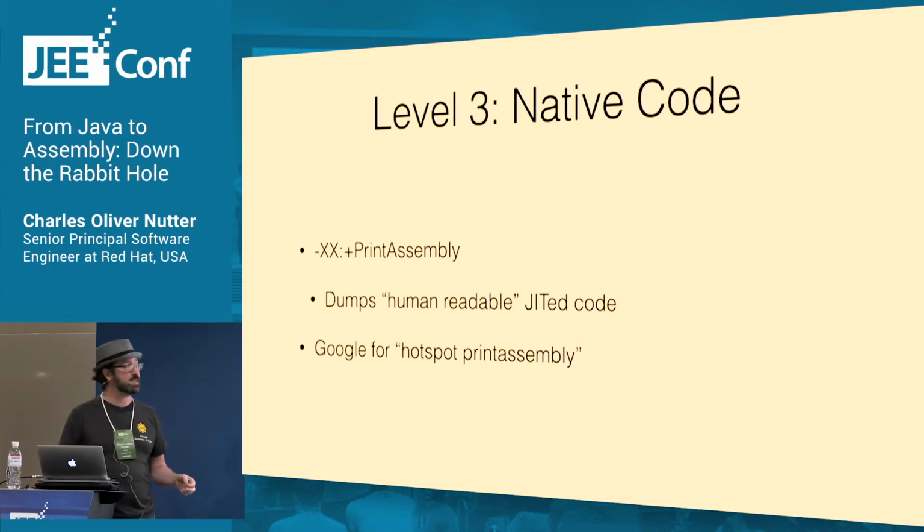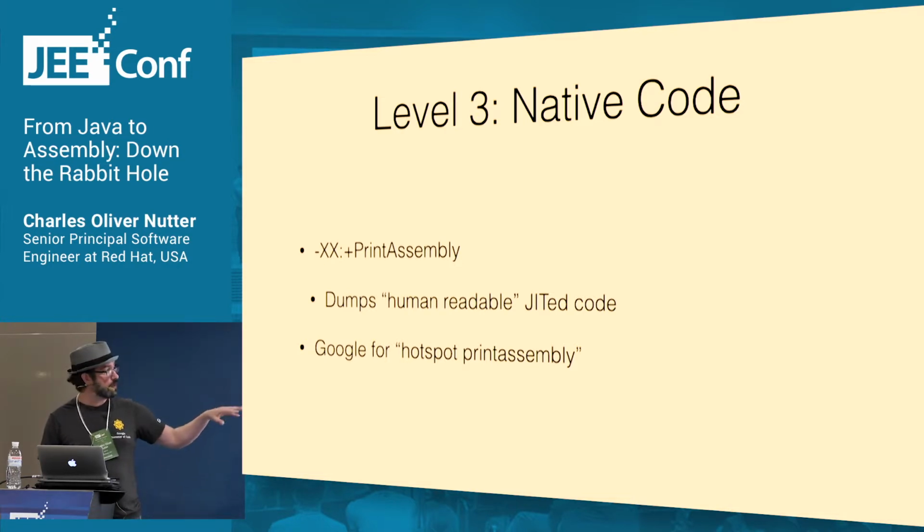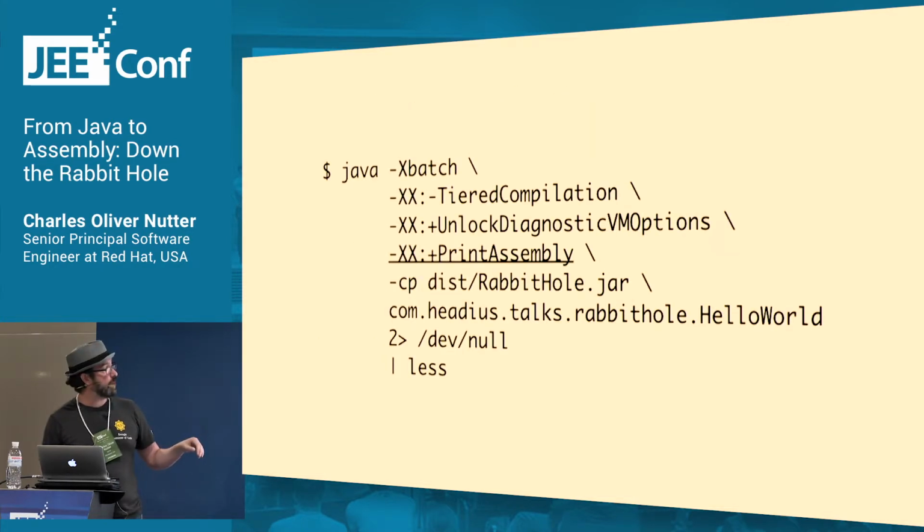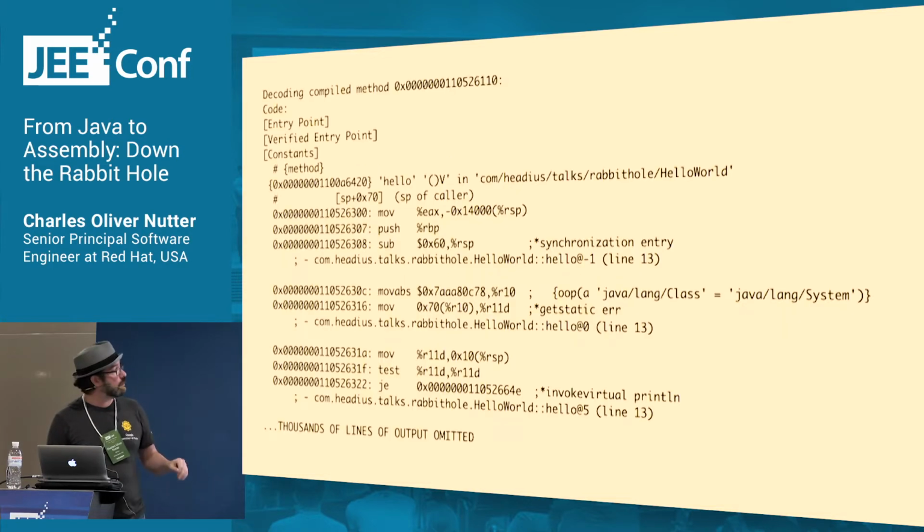So we're going to use the print assembly flag here. And this is not normally shipped with OpenJDK, Oracle JDK. If you want to grab a binary plugin, you just drop it into your JVM. Google for Hotspot print assembly. There's several builds out there for different platforms. Just a dynamic library you can throw into your JVM, and then this flag will be available. So here we have our print assembly flag, and down we go into assembly code.